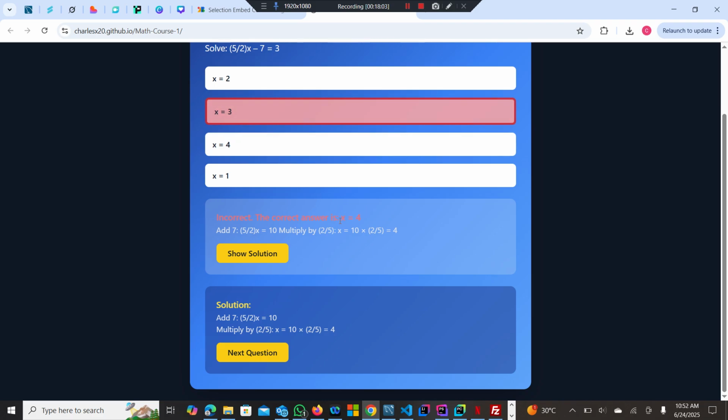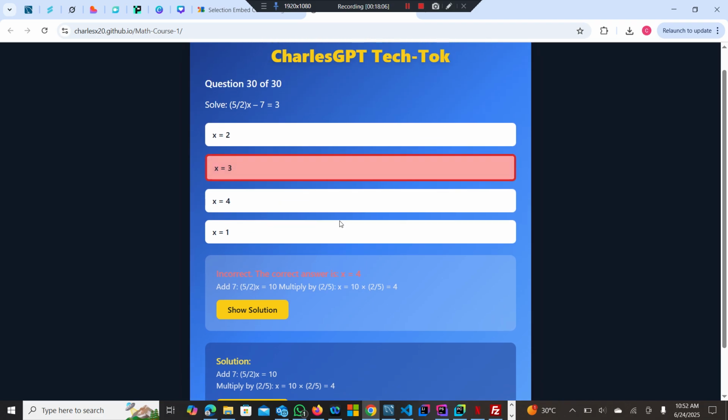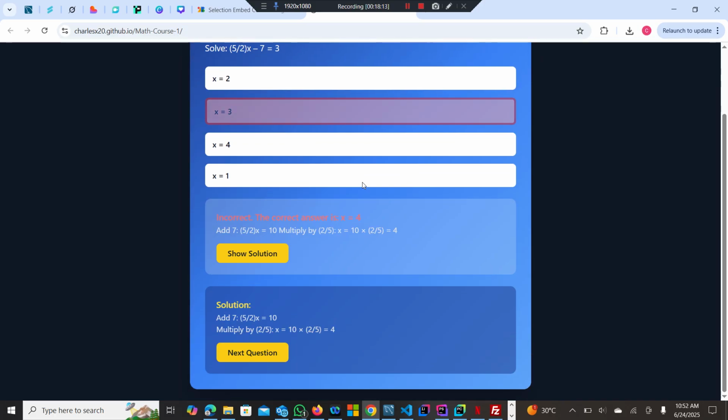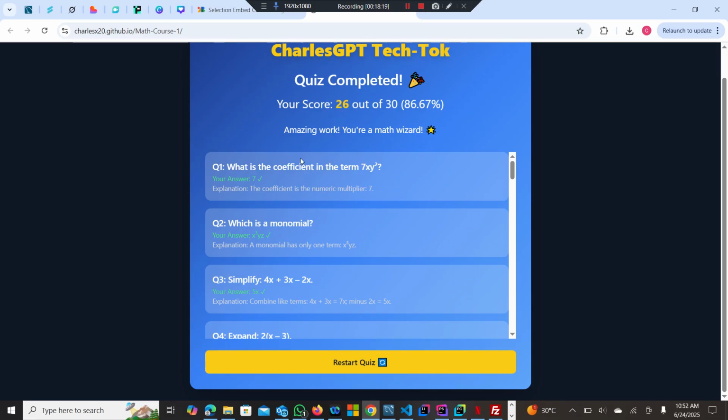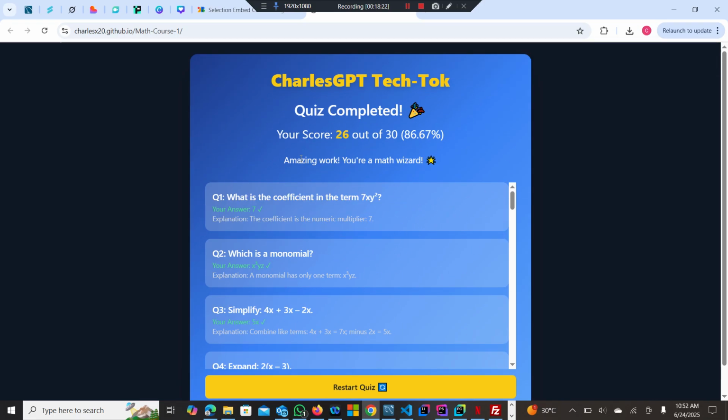If you're able to get 30 out of 30, that means you are very cool and very smart, and you are ready to go. Let me show you the next question. So you see this, you have different comments though. You might get amazing work, you're a math wizard. If your score is below a certain range, it might give you a different comment. But this is my comment.